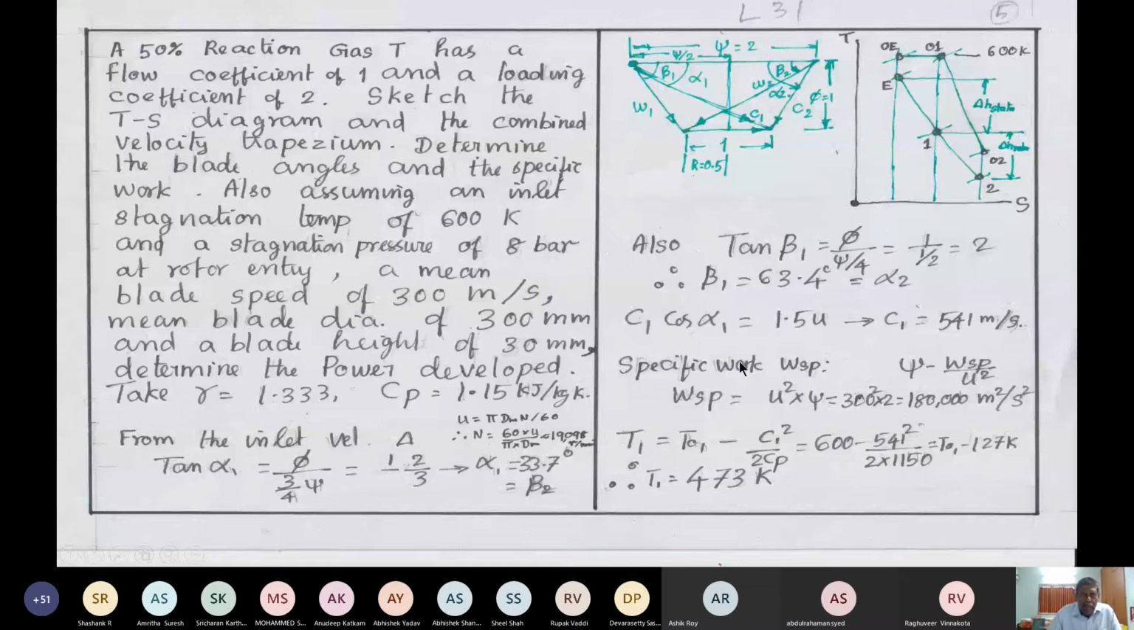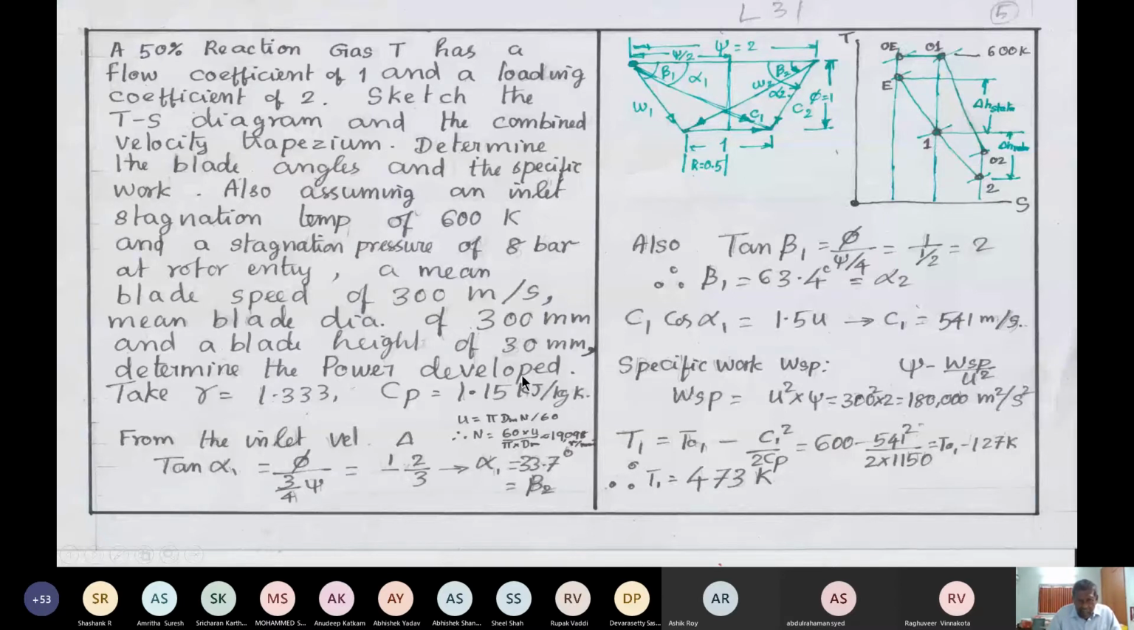So we have a 50% reaction gas turbine. It has a flow coefficient of 1 and a loading coefficient of 2. Sketch the TS diagram and the combined velocity trapezium. Determine the blade angles and the specific work. Also, assuming an inlet stagnation temperature of 600 K and a stagnation pressure of 8 bar at rotor entry, a mean blade speed of 300 meters per second, a mean blade diameter of 300 millimeters, and a blade height of 30 mm.